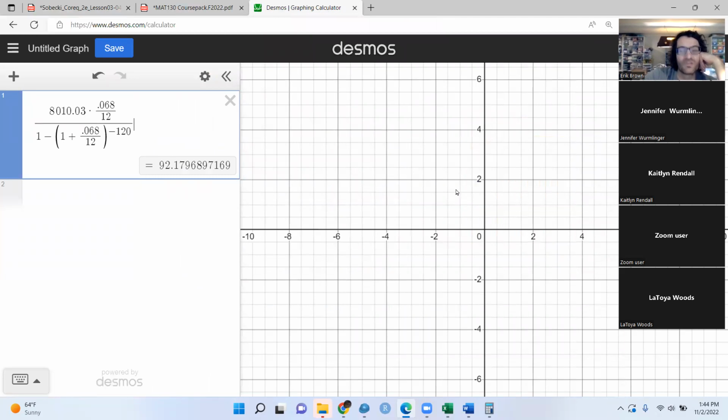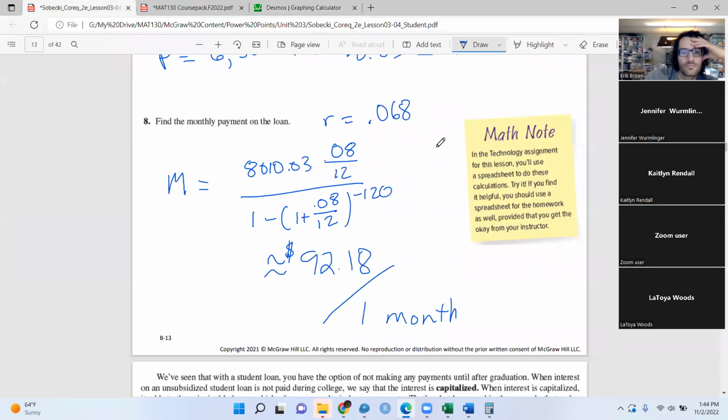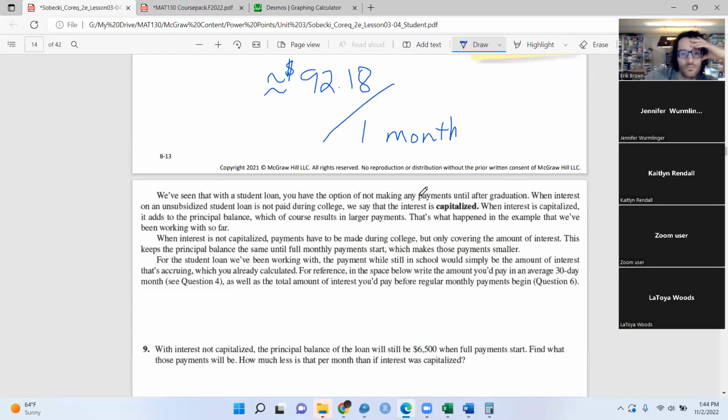$92.18 per month for 120 months. Ugh. So, the author adds this other language in here. It says, when interest on an unsubsidized student loan is not paid during college, we say that the interest is capitalized. I just got an announcement from my student loans that interest will be capitalized, I think, yesterday.